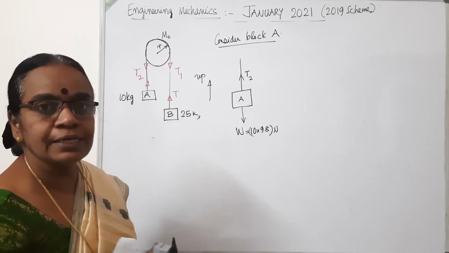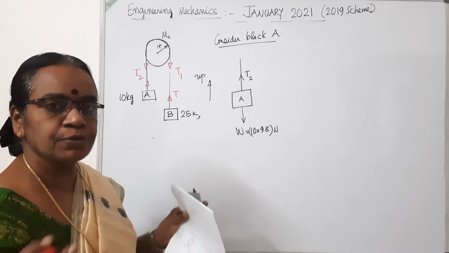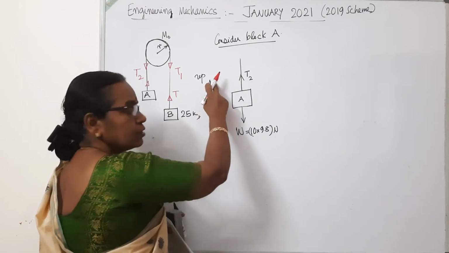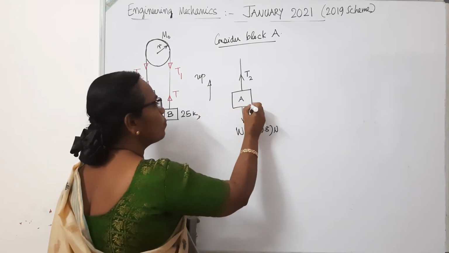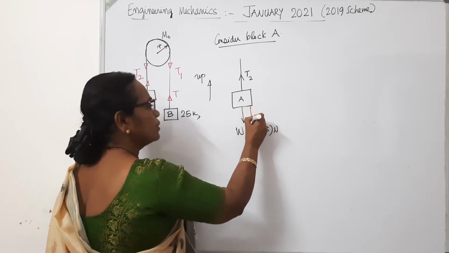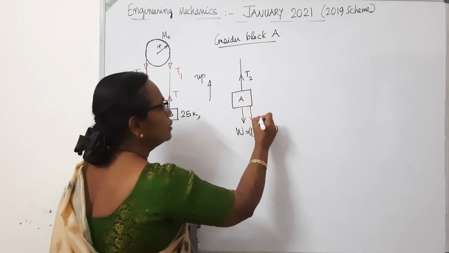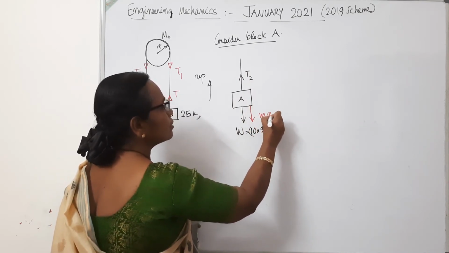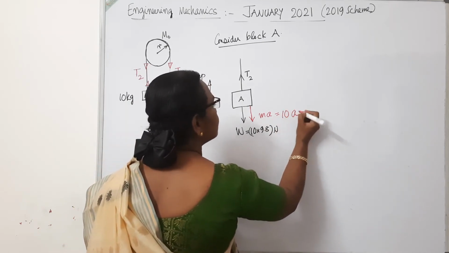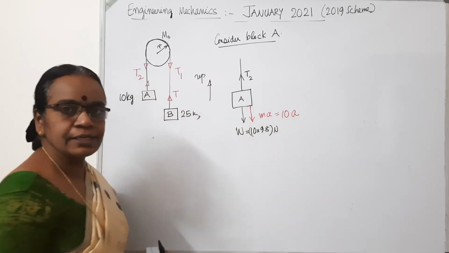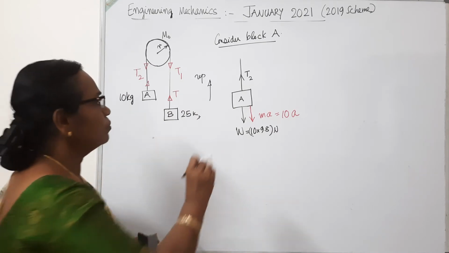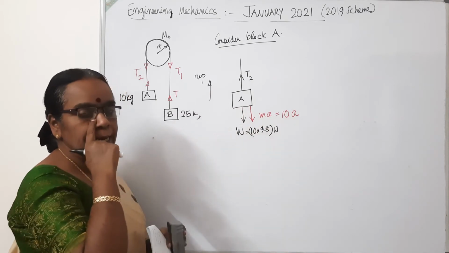Now I am going to apply D'Alembert's principle, which is easy for analyzing connected bodies. This motion is up, so you apply an inertia force opposite to the direction of motion, that is downwards, whose magnitude is mass into acceleration. So the mass is 10, the acceleration we don't know, A. So apply an inertia force, mass into acceleration, opposite to the direction of motion. Now this system is in dynamic equilibrium.